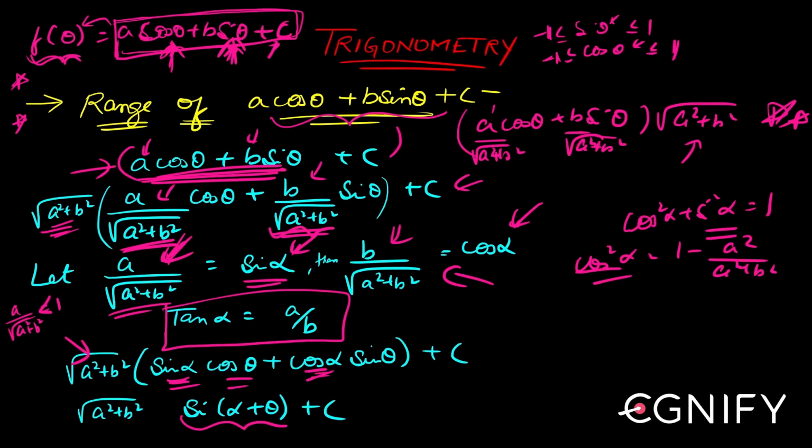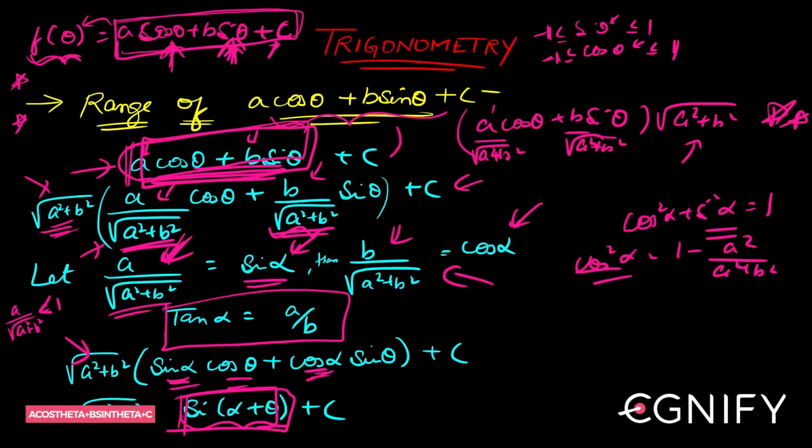I've just used that. So I hope you understood why I divided and multiplied with under root a square plus b square: because I wanted to convert this part to this form, right? Whenever you have to convert things like these to things like sin alpha plus theta or cos alpha plus theta, you always do this important step that I was talking about, right? So now you have this function. This is your f of theta, right? The same thing is now reduced to this.